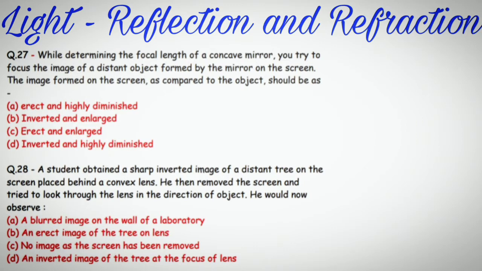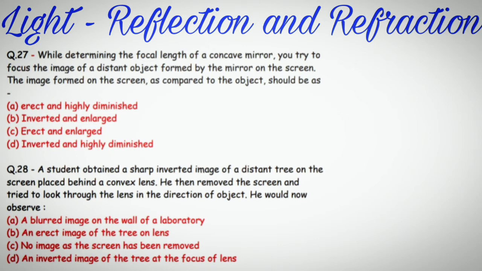Next question comes here. While determining the focal length of a concave mirror, you try to focus the image of a distant object formed by the mirror on the screen. The image formed on screen as compared to the object should be as: option A, erect and highly diminished; option B, inverted and enlarged; option C, erect and enlarged; option D, inverted and highly diminished. And the correct answer is inverted and highly diminished.